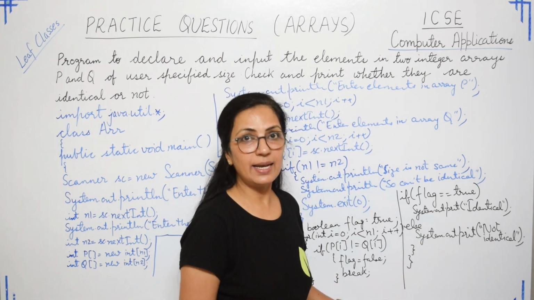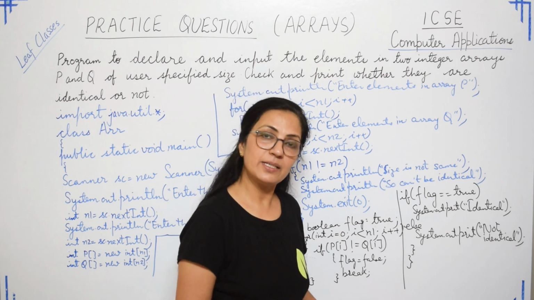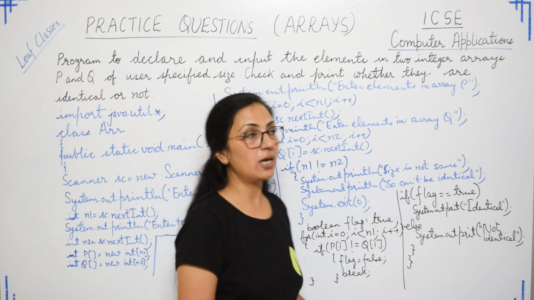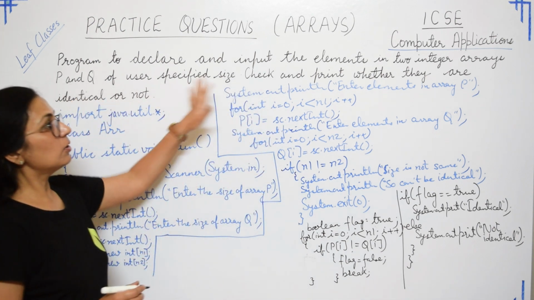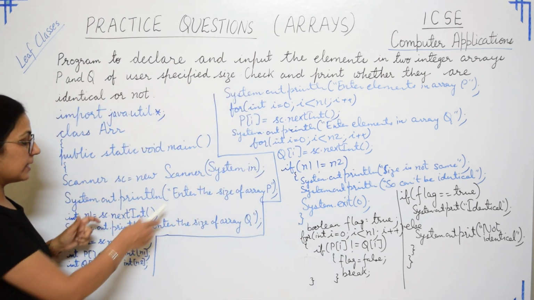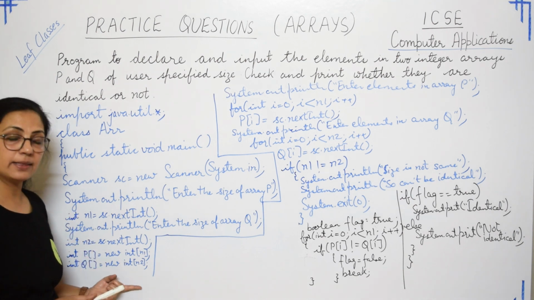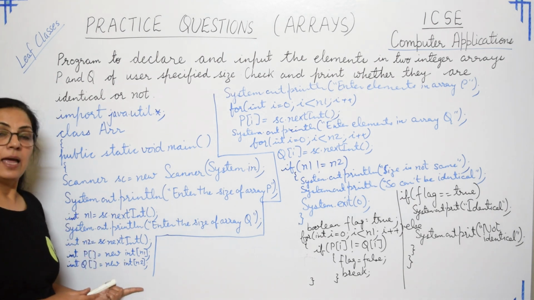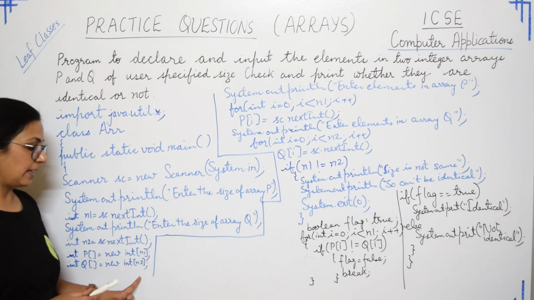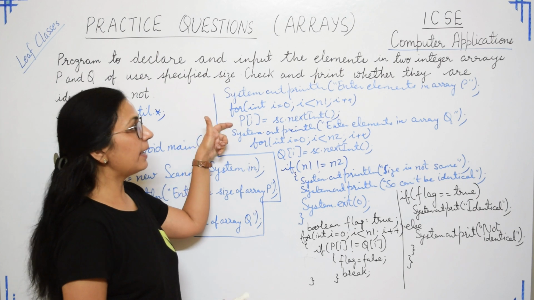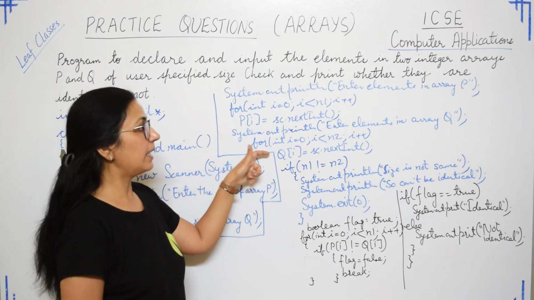So children, once again, I'll explain to you the entire program and it's my request, all of you please do write this program, try it yourself. So as per the question, we have to input the size of the array that we have taken in N1 and N2. After entering the size, we have to declare the array P and array Q of size N1 and N2 respectively. And after that, we will input the array elements in array P and array Q.